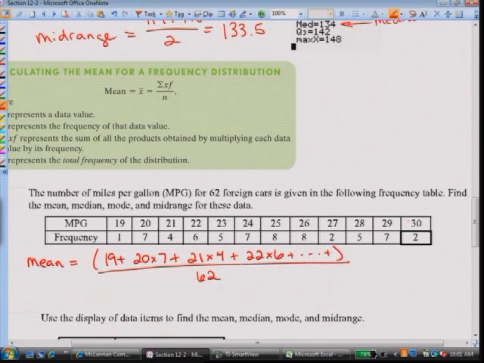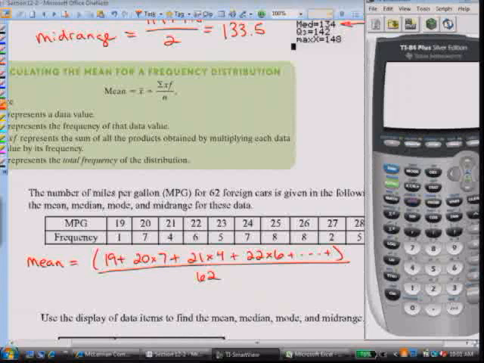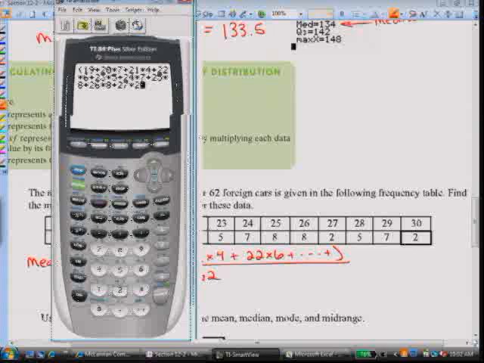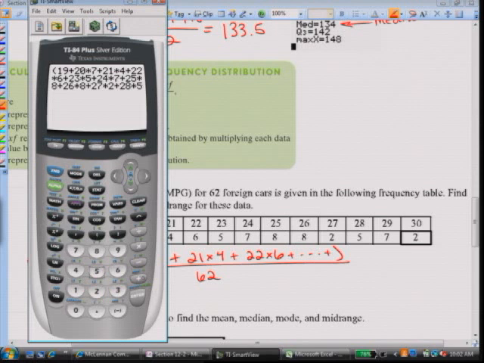So I'm going to come in here. I'm going to do parentheses. 19, obviously, times 1, so I don't need to do that, plus 20 times 7 plus 21 times 4 plus 22 times 6 plus 23 times 5 plus 24 times 7 plus 25 times 8 plus 26 times 8, 27 times 2, plus 28 times 5, plus 29 times 7, plus 30 times 2. Close that parenthesis and then divide by the total number of items, which is 62.